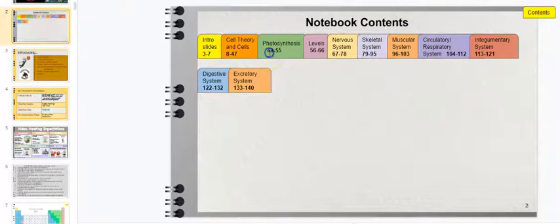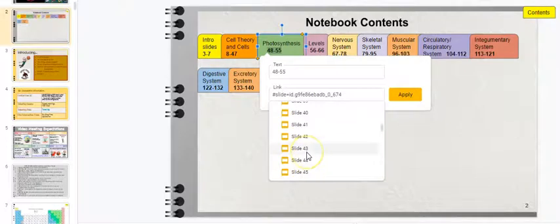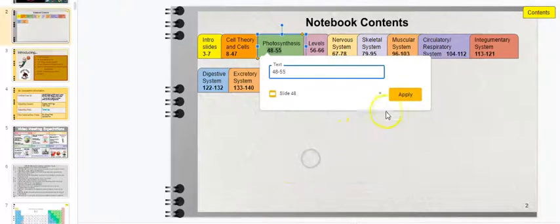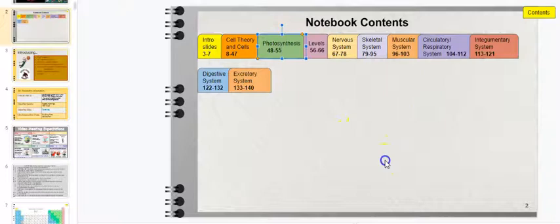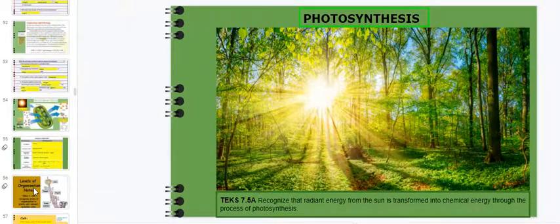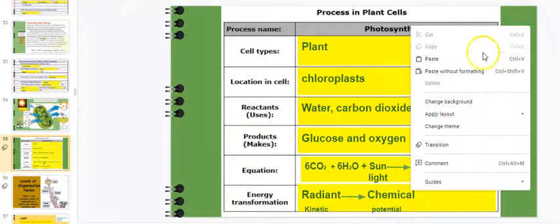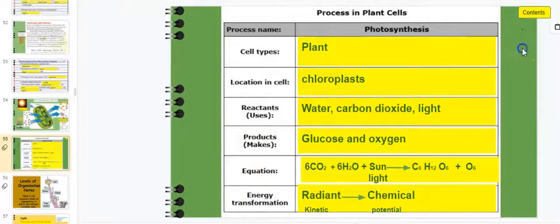The next one was photosynthesis. That starts on 48 for me. I go down, link it to slide 48. There, apply. And now that's an active link. If I click on that, it'll take me to slide 48. And that ended on slide 55. That's where I'm going to put my contents slide. There we go. That should be an active link back to slide 2.